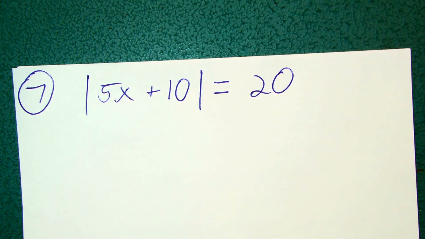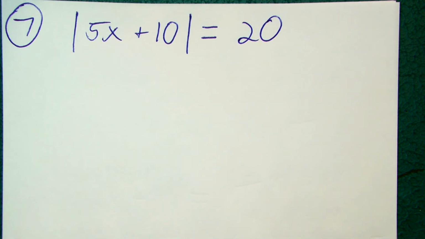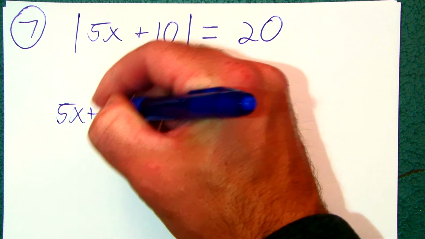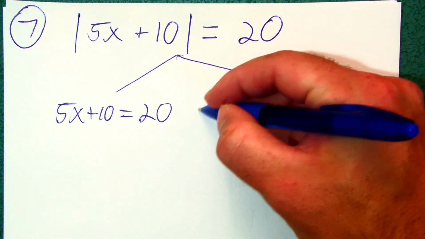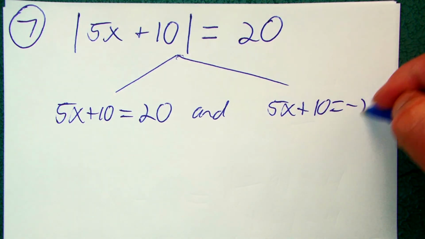All right, same deal again. We have the absolute value of 5x plus 10 equals 20. Break it into those two cases. You have your positive case, 5x plus 10 equals 20. And 5x plus 10 equals negative 20.